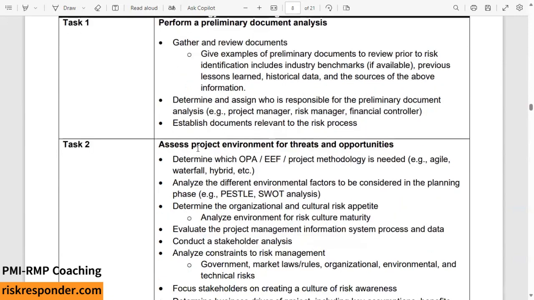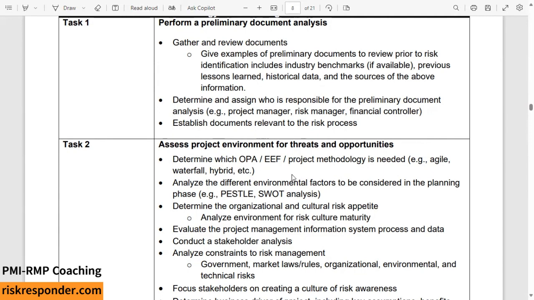Secondly, task 2 says assess project environment for threats and opportunities. Well, this is a no-brainer. We do this all the time. Even when you step out of the house to drive to work, you're always assessing the world around you. So this is just making it official, right? Take a look at the OPAs and the EEFs, understand what is at play. Are we in the world of Agile, waterfall, hybrid, whatever? Analyze the different environmental factors to be considered.